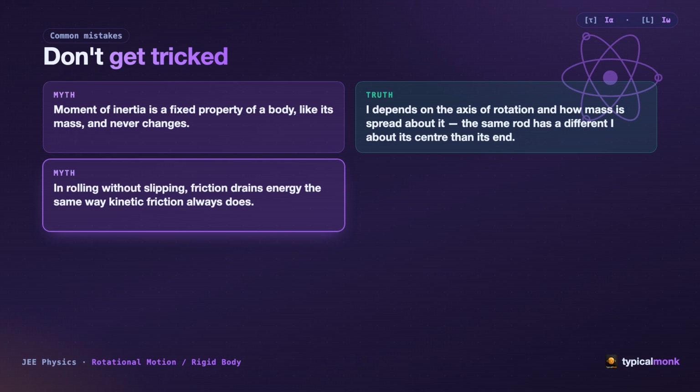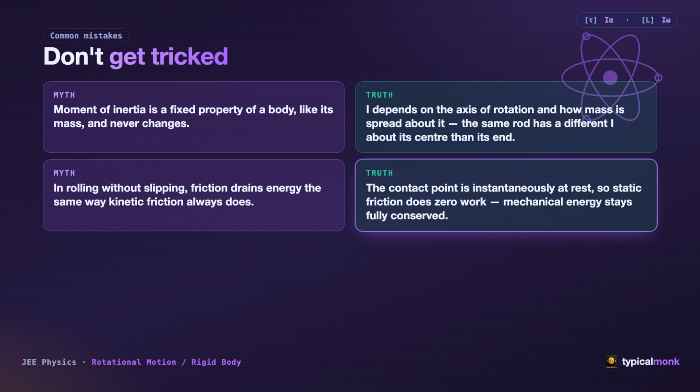Myth 2. In rolling without slipping, friction drains energy the same way kinetic friction always does. The truth? The friction at the contact point is static, and that point is instantaneously at rest, so it does 0 work. Mechanical energy stays fully conserved in ideal rolling. 1 myth, 1 full G question. Do not let it be the one that costs you.